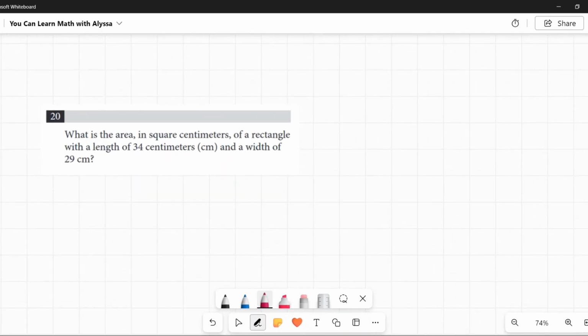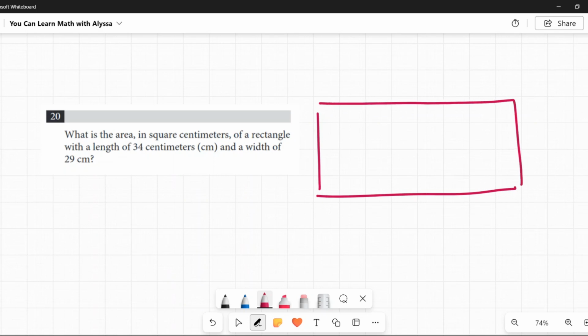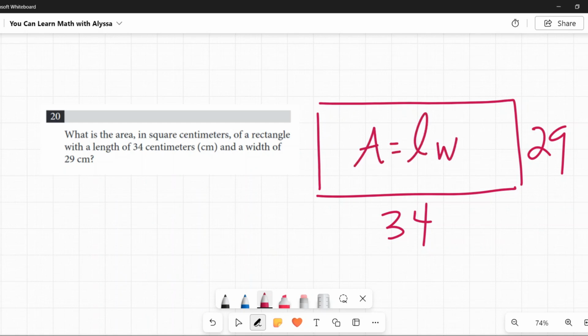Number 20, what is the area in square centimeters of a rectangle? And I'm going to go ahead and draw this rectangle with a length of 34 centimeters and a width of 29. You know, I never can remember which side is the width and which side is the length, but it doesn't really matter, honestly. It just doesn't for this, because they're asking what is the area, and the area of a rectangle is length times width. So I just need to multiply these together.